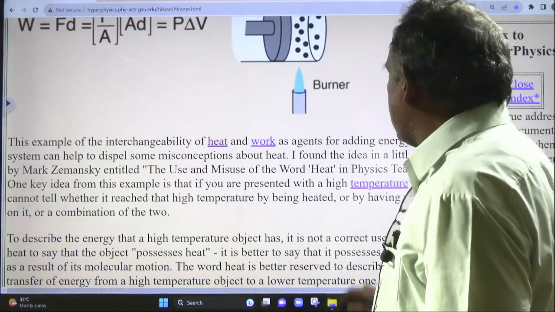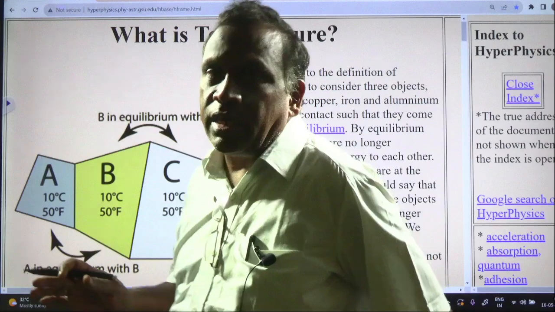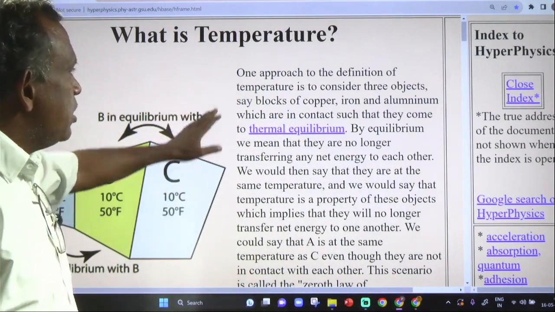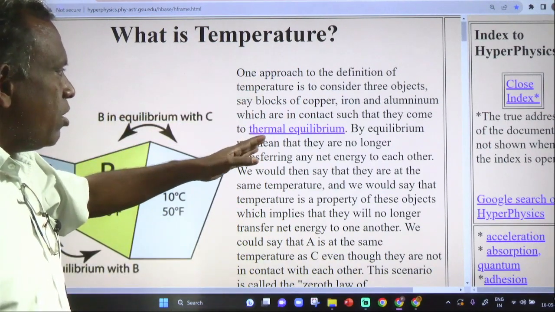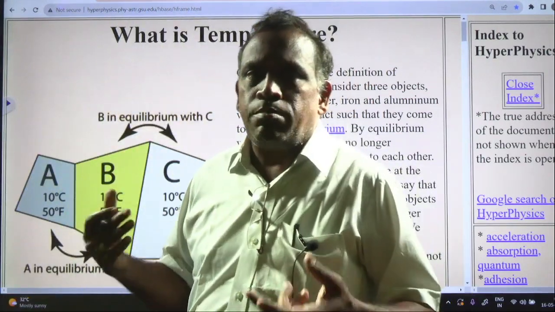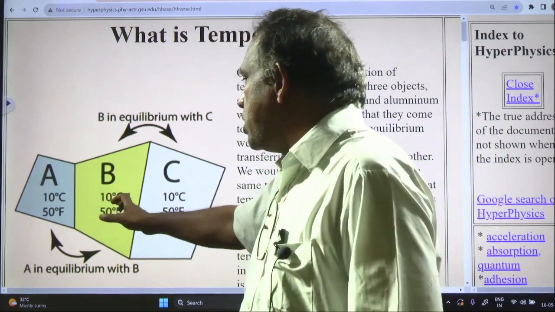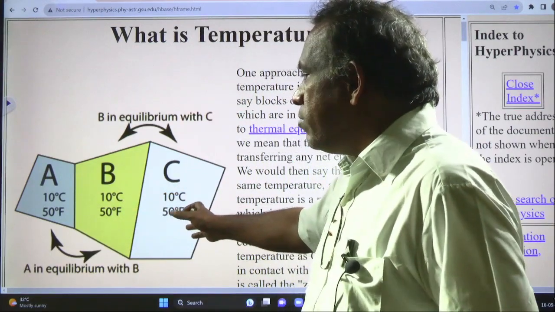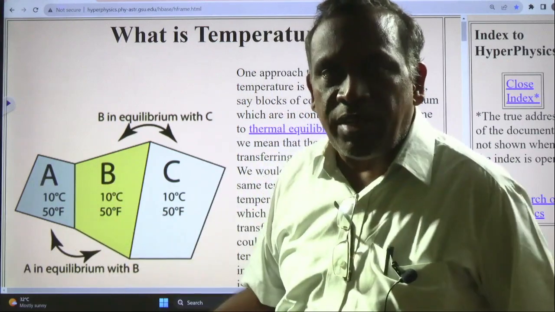What is temperature? Temperature is the degree of hotness or coldness, or average kinetic energy. One approach to the definition of temperature is the zeroth law of thermodynamics, thermal equilibrium. Thermal equilibrium means temperature remains constant. If A and B are two bodies in thermal equilibrium with each other, and B and C are in thermal equilibrium with each other, then A and C are in thermal equilibrium with each other. That is the zeroth law of thermodynamics.